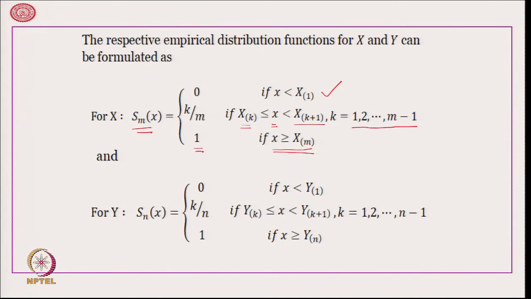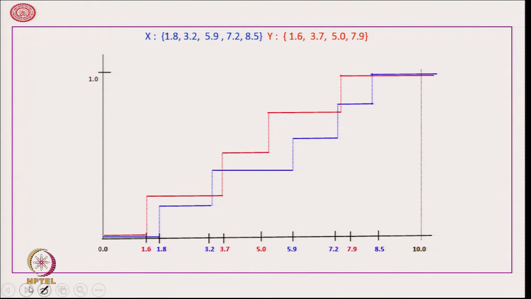In a similar way, for y we compute the empirical distribution as 0 if the value of x is less than the first order statistic. It is k by n if the value of x is between the kth order statistic and the (k+1)th order statistic. Note that here it is less than or equal to, but here it is strictly less than, the same as before. If the value of x is greater than the nth order statistic, then the value is 1. So, let us plot them.